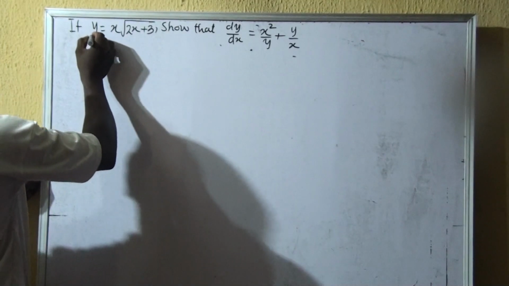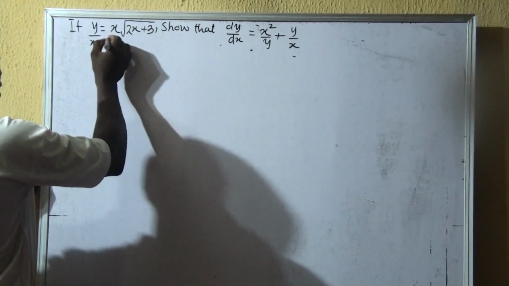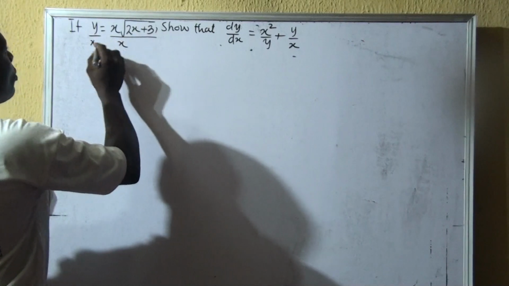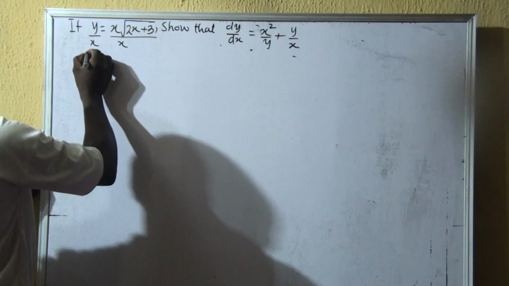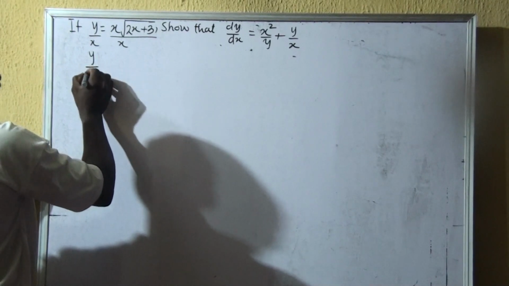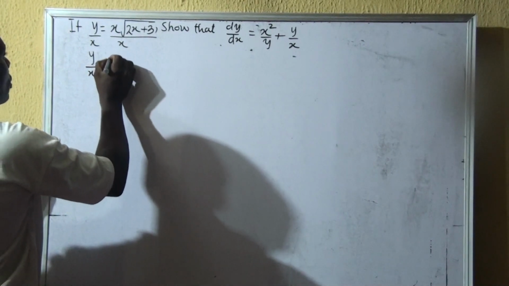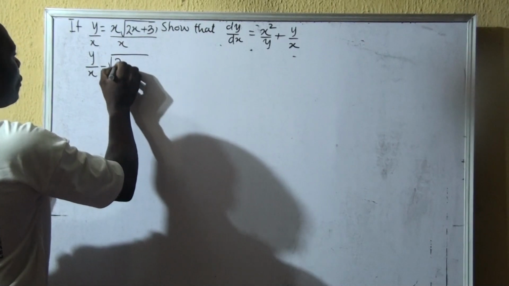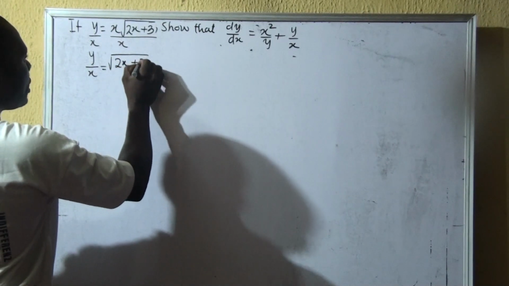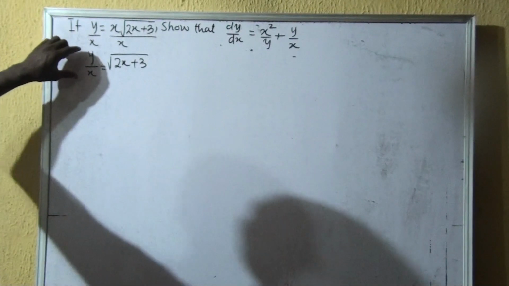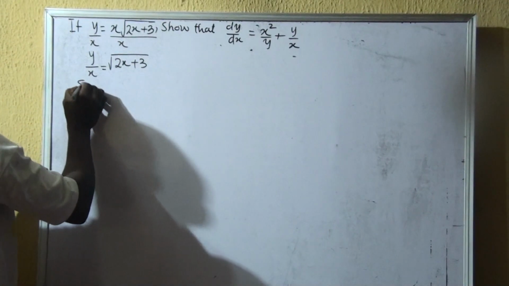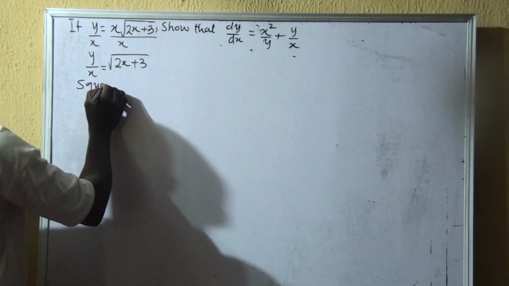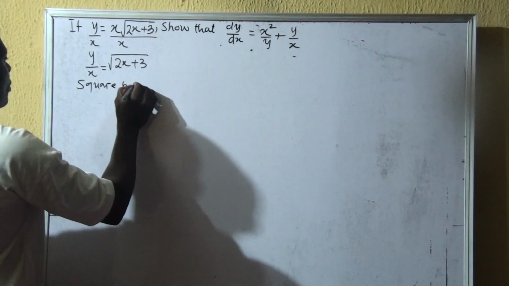So the first thing to do here is to look at the question by dividing both sides by x. We need to manage the x here as well as the square root, so that the expression becomes y over x is equal to the square root of 2x plus 3. And here we need to also look at the square root on the right hand side. In that case, we need to square both sides.